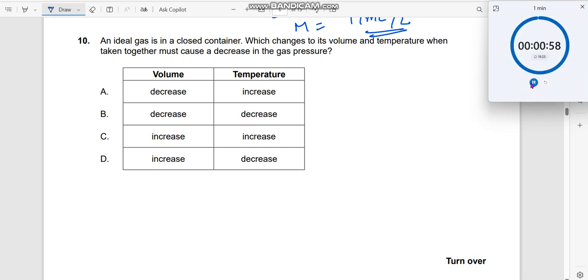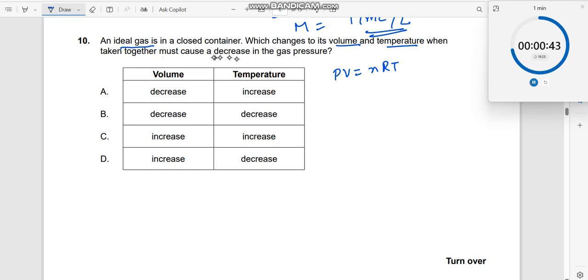Question number 10. An ideal gas. The moment you read ideal gas, what should come to your mind? PV is equal to nRT can be used. An ideal gas is kept in a closed container. What changes to its volume and temperature? Which means what? You can change the volume, you can change the temperature.